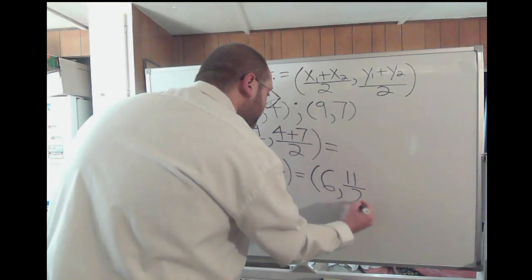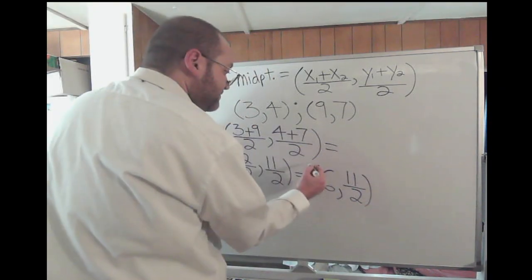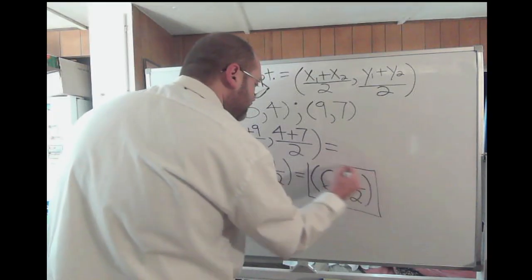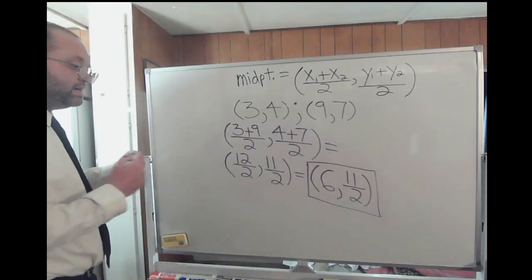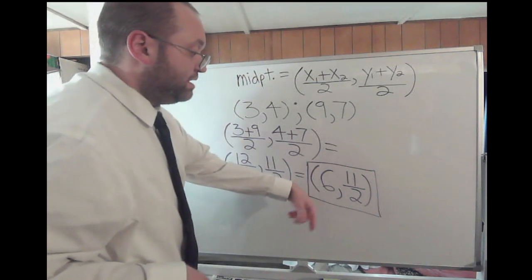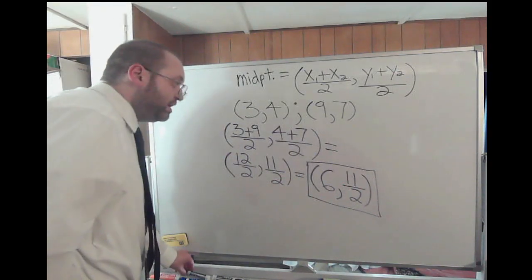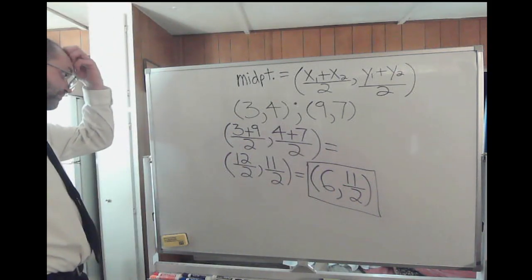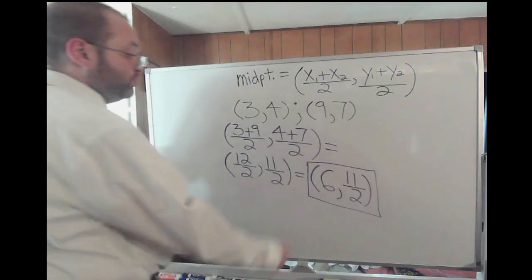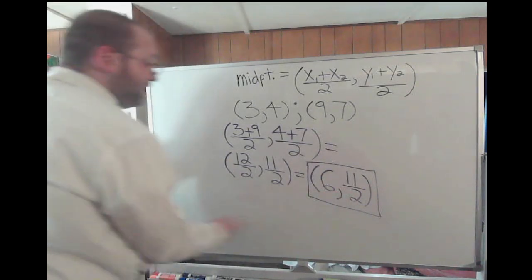So your midpoint is going to be at 6, 11 halves, or 6, 5 1/2, depending upon how you want to write it. But yes, it is possible to get midpoints having coordinates with fractions. That is entirely possible. So the midpoint is going to be 6, 11 halves.